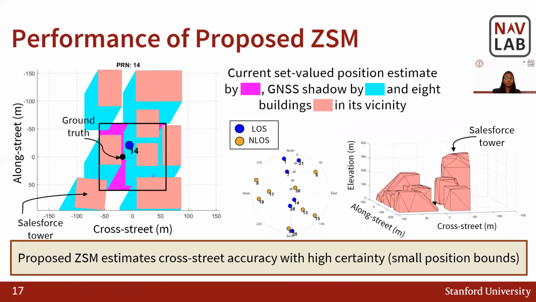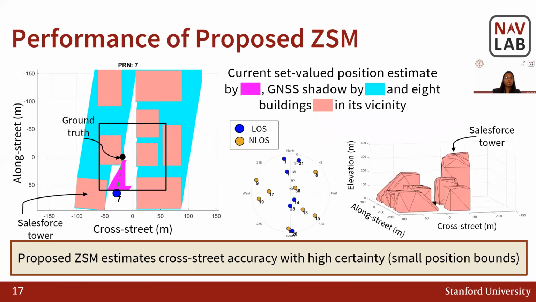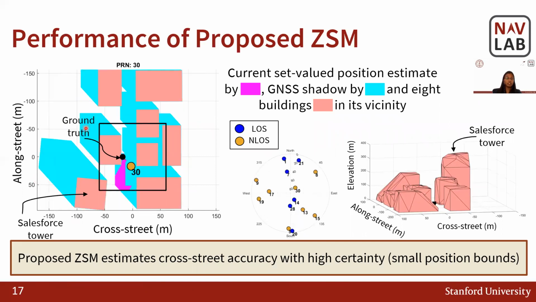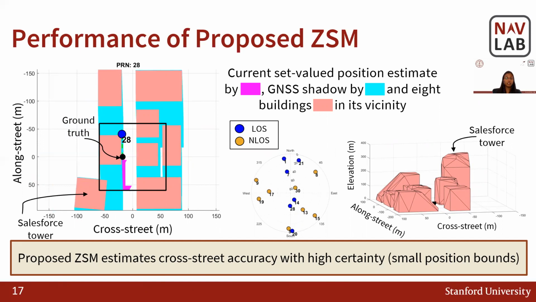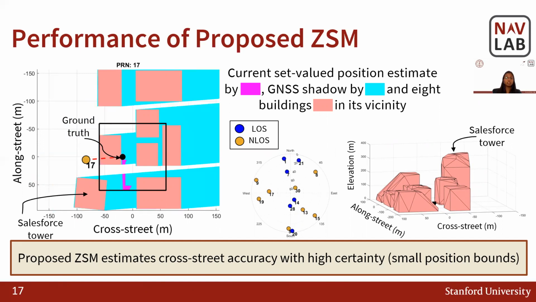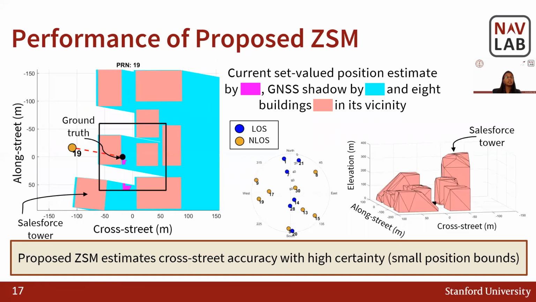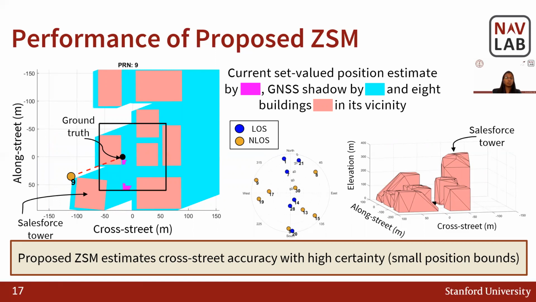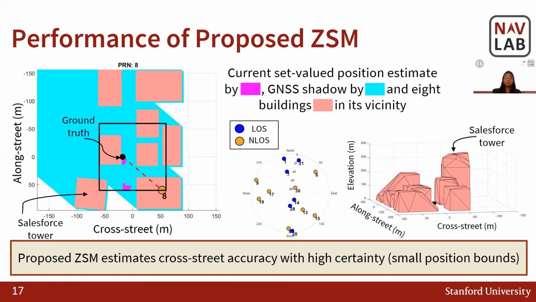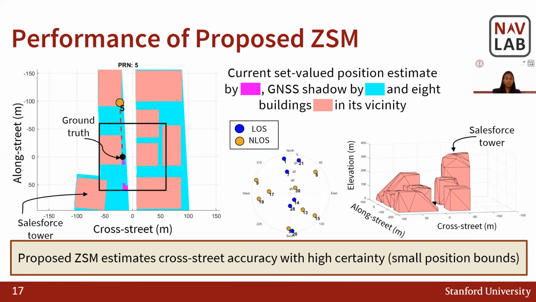We iteratively refine the current set valued position estimate based on GNSS shadows that are indicated in cyan. For each satellite, we perform set intersection or set differencing by comparing CN0 against a predefined threshold, thereby indicating its line of sight or non-line of sight nature. Based on the final set valued position estimate, we can ascertain that the proposed Zonotope shadow matching estimates cross-street accuracy with small position bounds, which indicates high certainty.